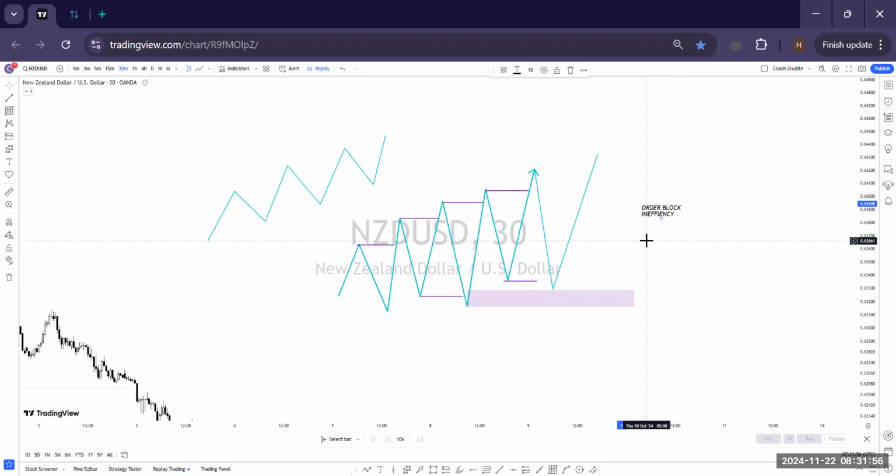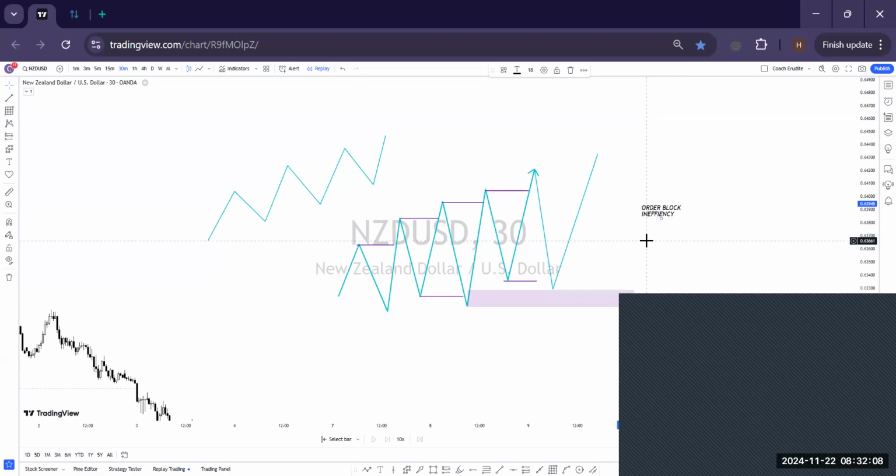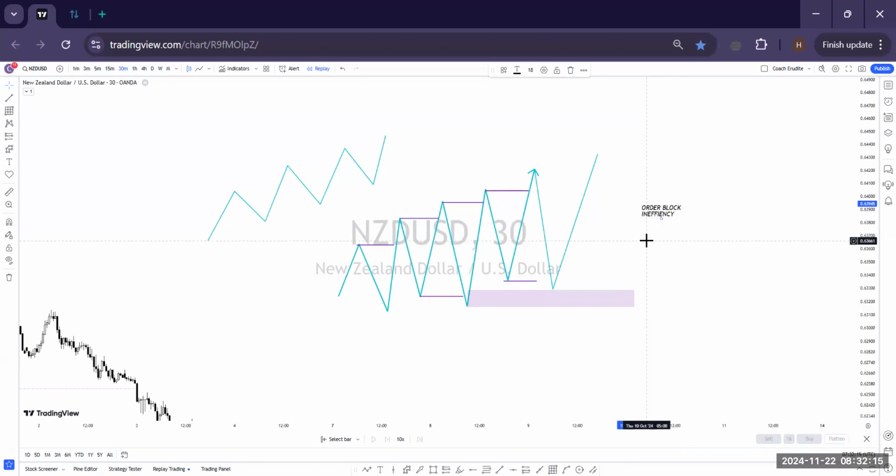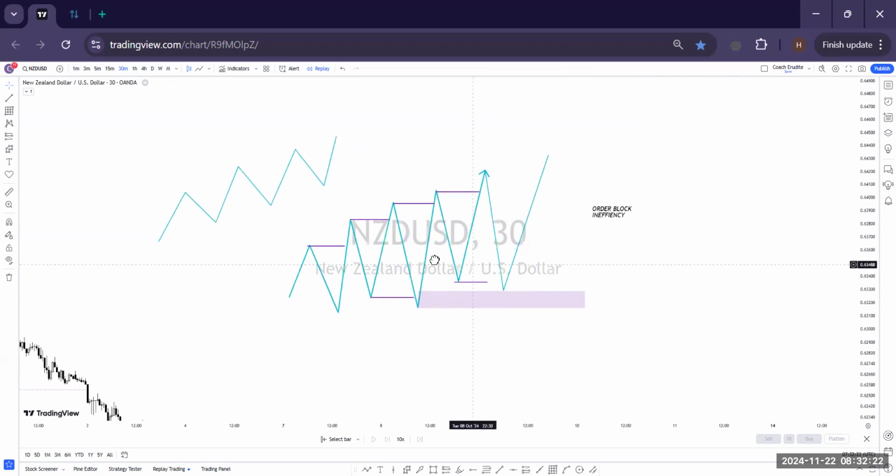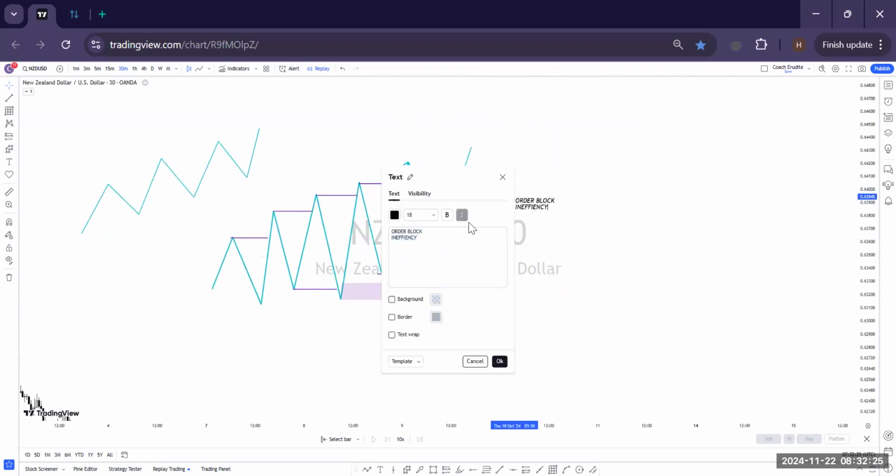Inefficiency is seen as imbalance. You can call it imbalance, you can call it fair value gap, and you can call it internal range liquidity. I'm coming. Let me type it out so that whenever you are making reference to the video, other blocks.